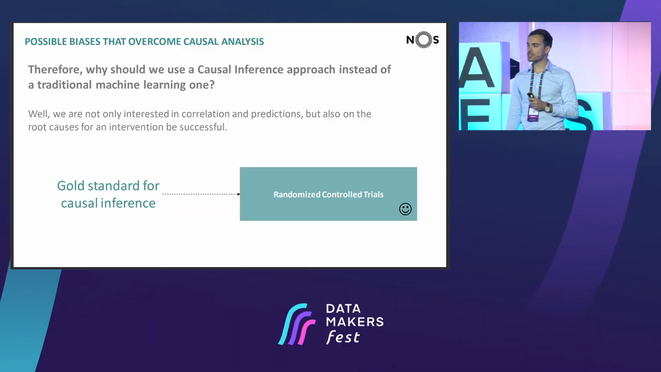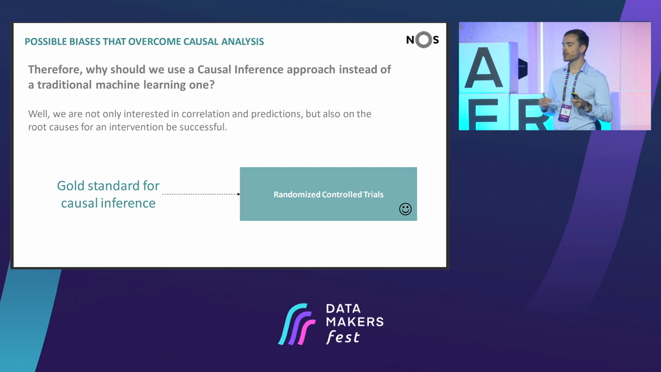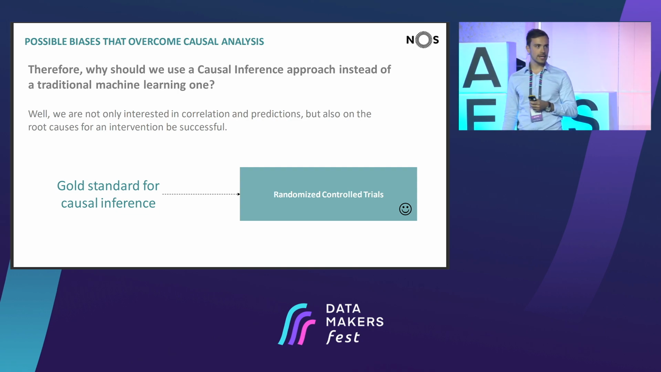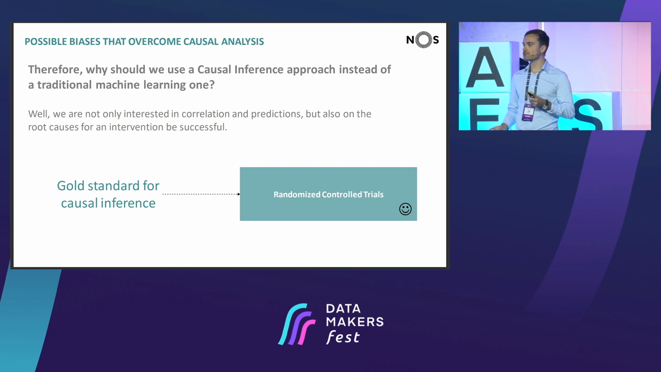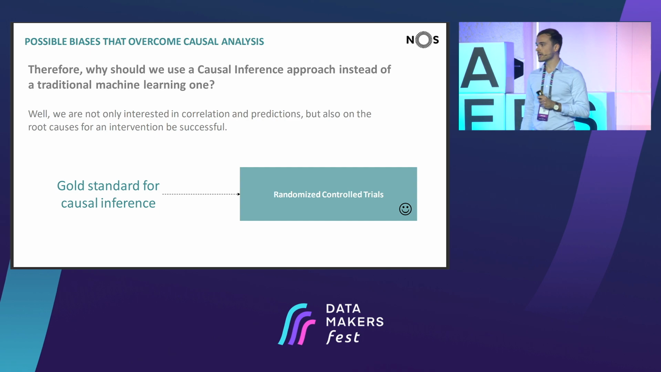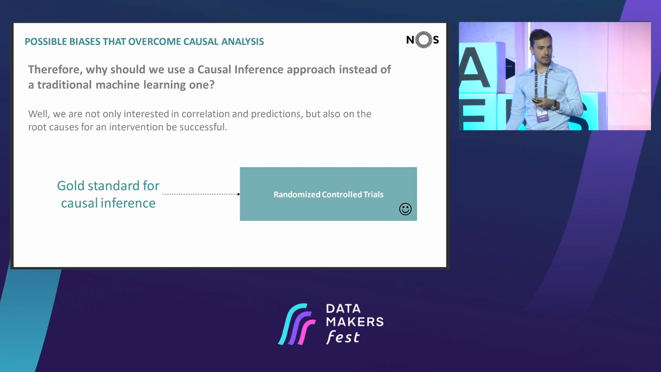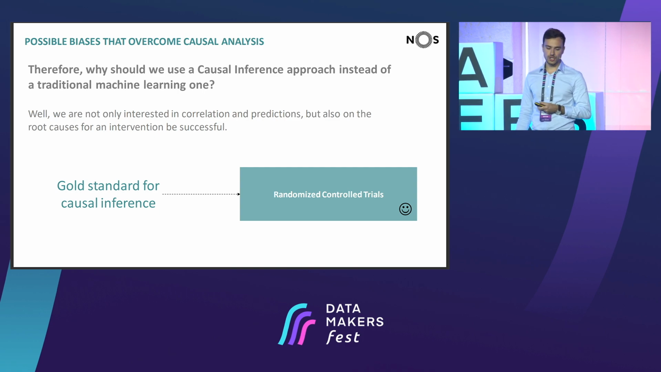Well, the gold standard practice to analyze causal effects is the randomized controlled trial, which consists of randomizing two groups, the treatment group and the control group. And in the end, we want to analyze the difference between those two groups for the variable of interest. In this case, we want to analyze if the treatment has an effect on whether they churn or not, the probability of churn.